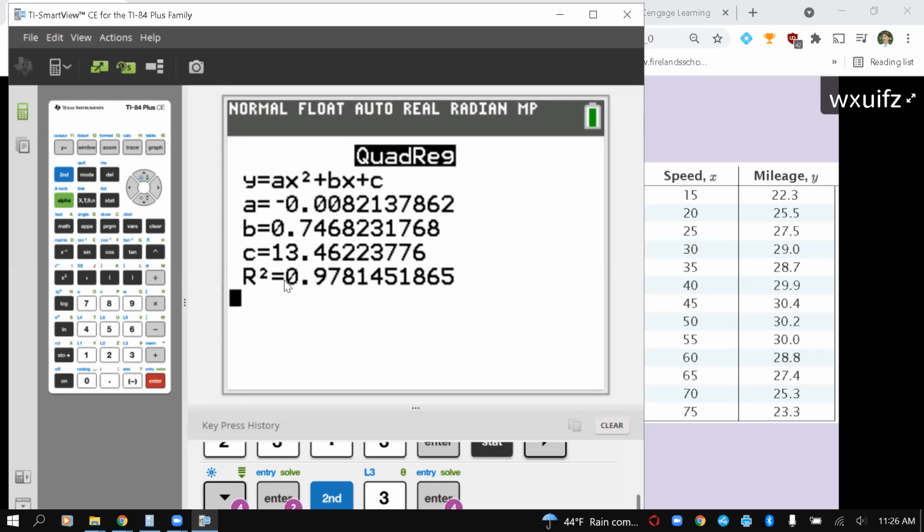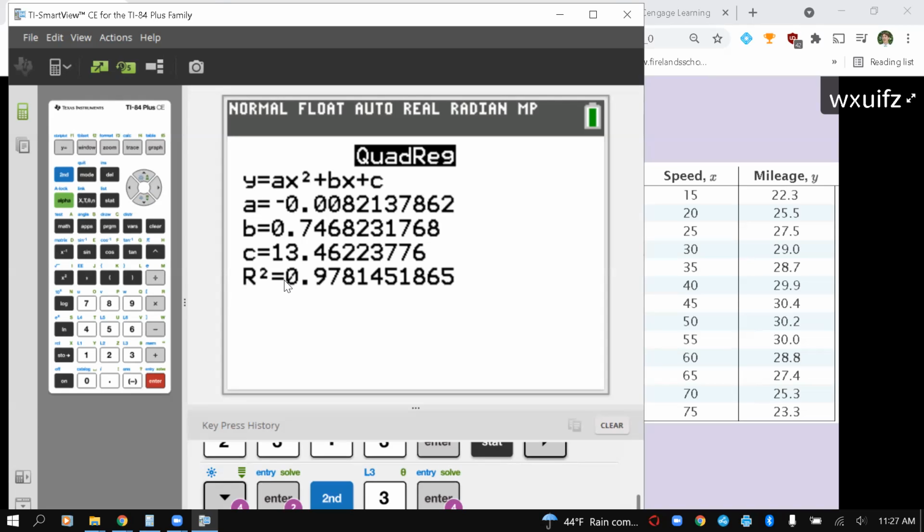Go to the settings tab. Okay. Try it again. Stat edit or stat calc option 5 and then hit enter button. All right, does anybody else not have an R squared value? Okay, that's a calculator setting that you have to adjust, but I think I got them all.